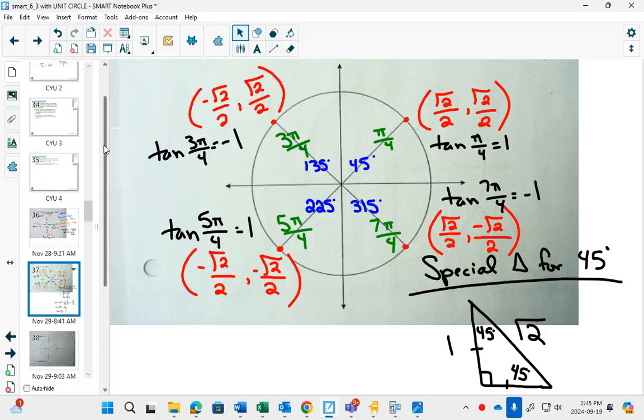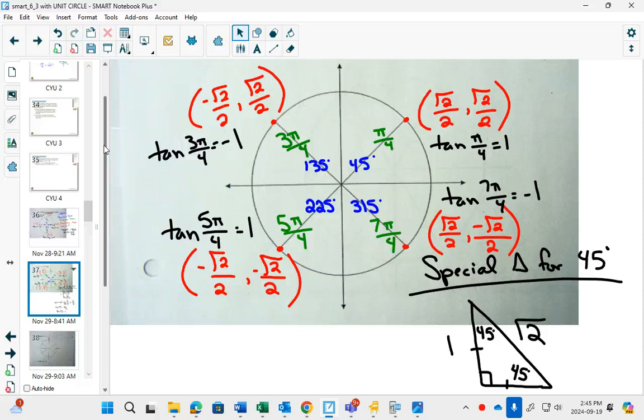Minus radical. We can say radical or we can say root. Root 2 over 2. Yeah. Perfect. So we got this one right here.